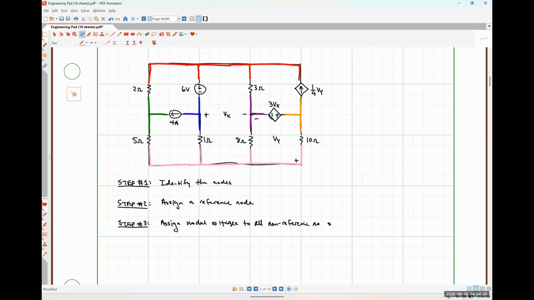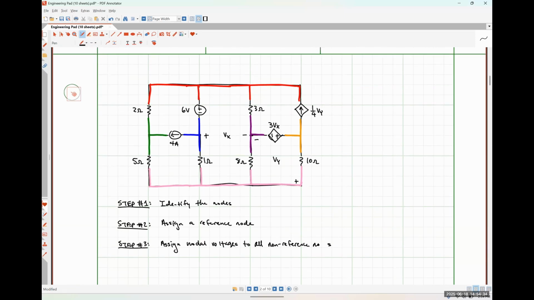The red one. Okay. We're choosing this top node to be the reference. All right, nothing remotely wrong with that. We can work with it. So now I'm going to assign nodal voltages to all of the remaining ones.